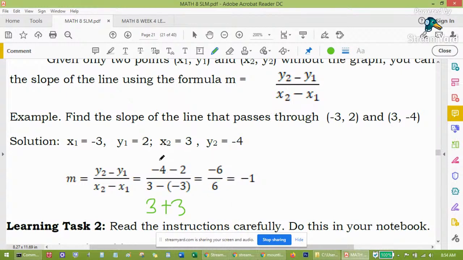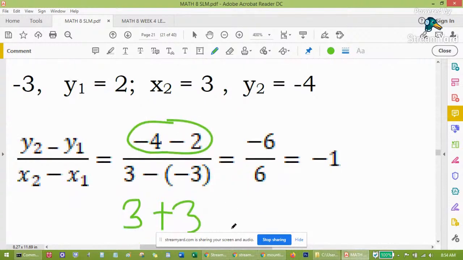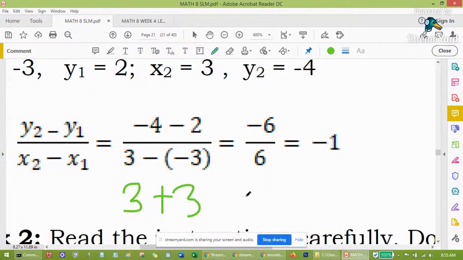Okay? Dito naman sa taas, meron tayong negative 4 and negative 2. So, pareho silang negative. So, pagsasamahin natin sila, no? 4 plus 2 is 6. Bakit negative? Because yung 4 na negative ay dinagdagan natin ng 2 negative. Ibig sabihin, 6 na ang negative natin. Okay?